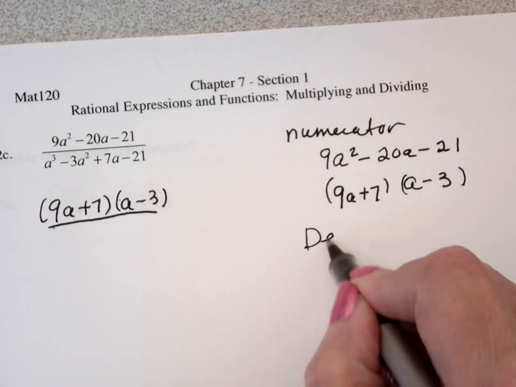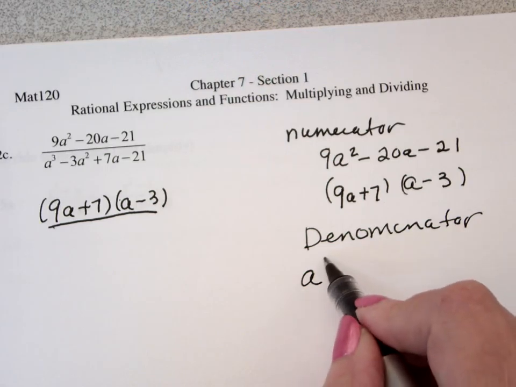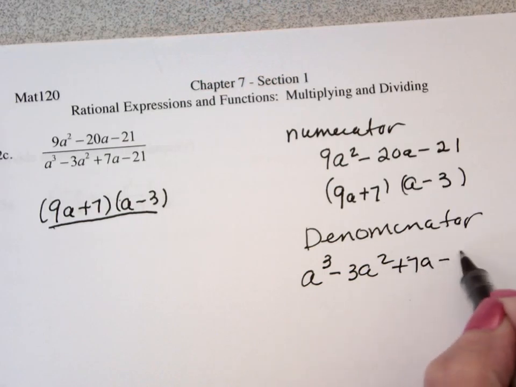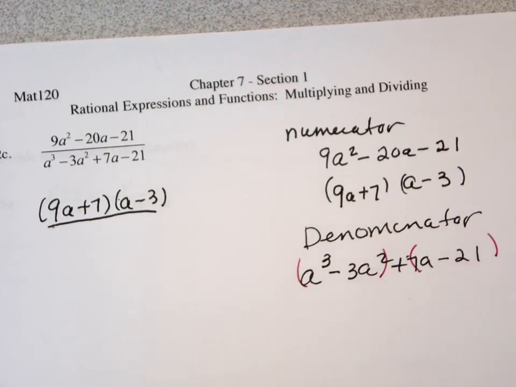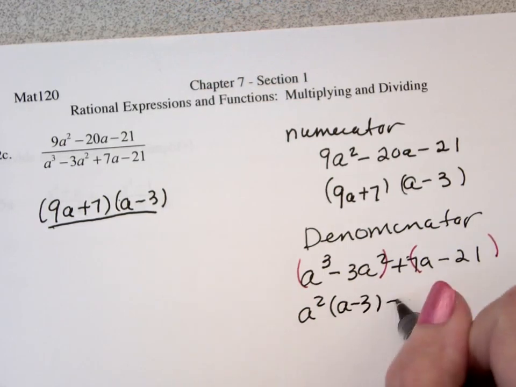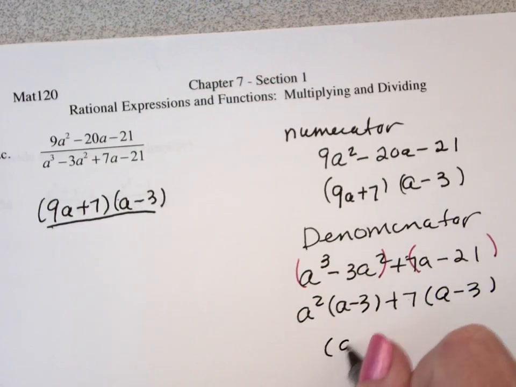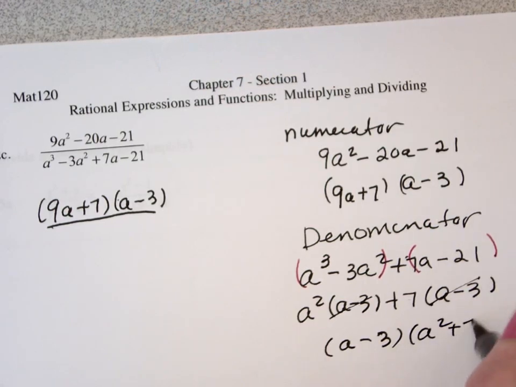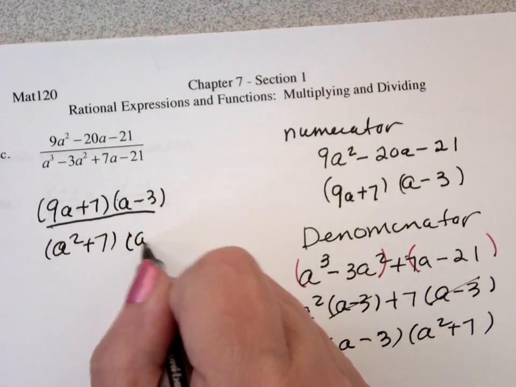Now the denominator is factoring by grouping, which is why I have done these two separately. So I group the first two and the last two. Greatest common factor is a squared, a minus 3, plus. Greatest common factor is 7, a minus 3. Greatest common factor is a minus 3. And once I remove that, I'm left with a squared plus 7. So this is going to be a squared plus 7 times a minus 3.